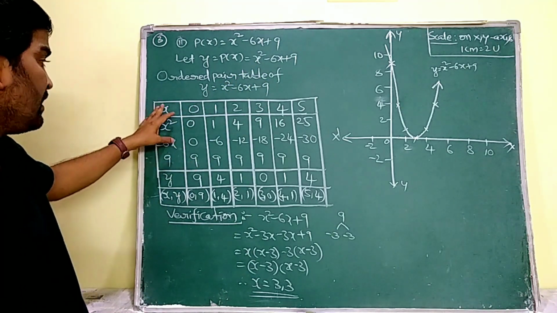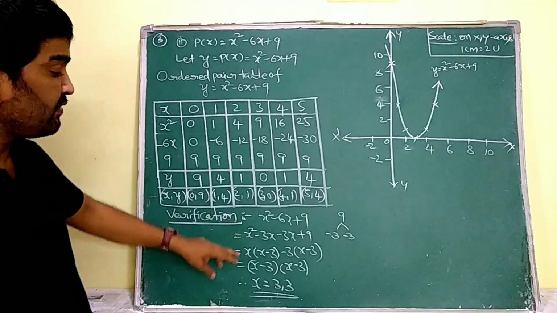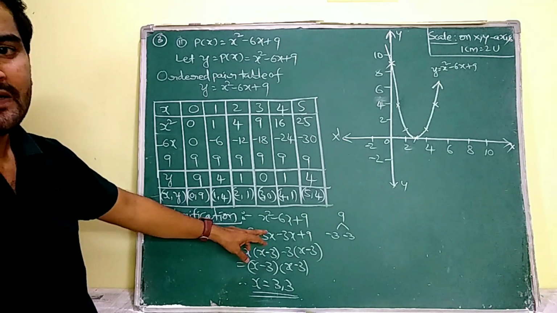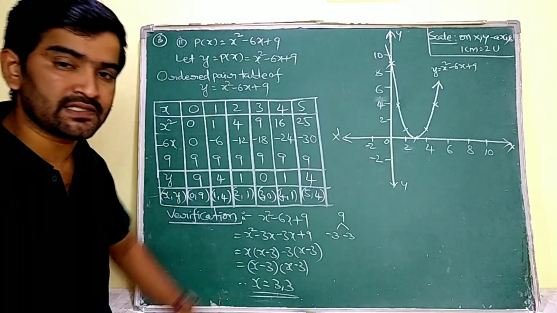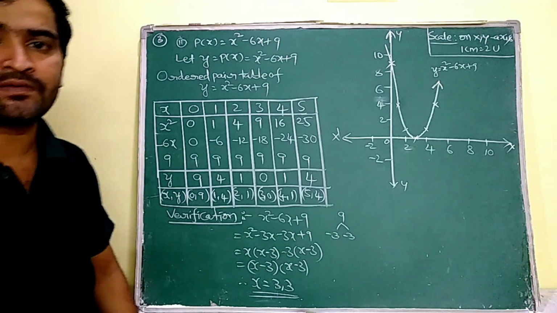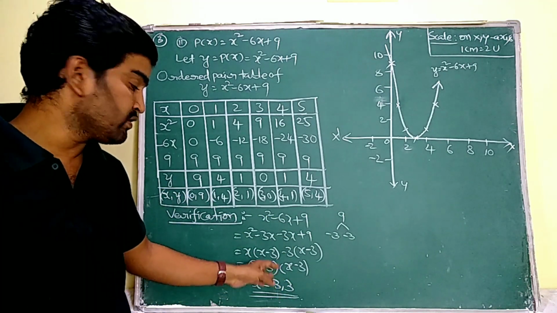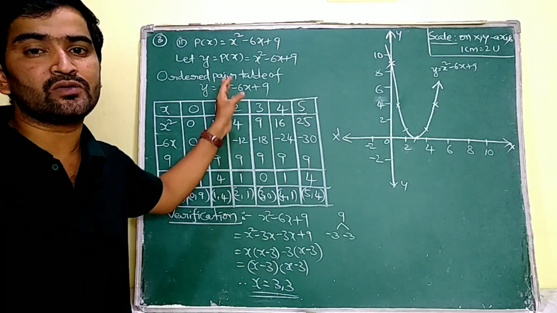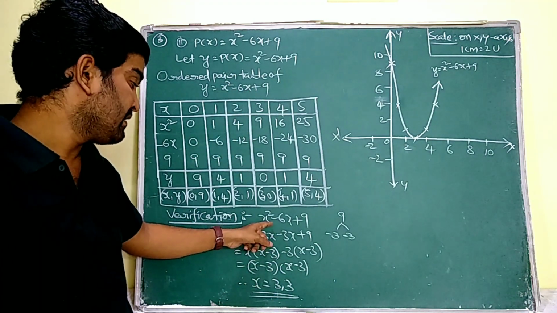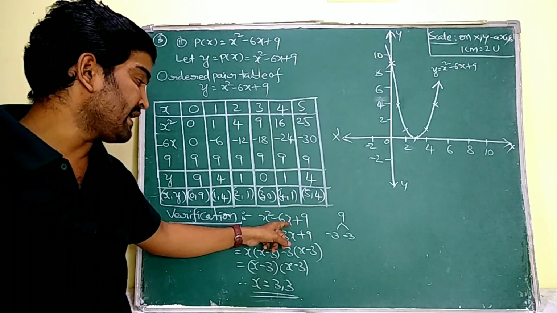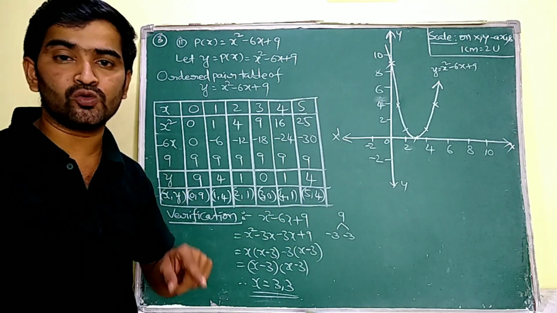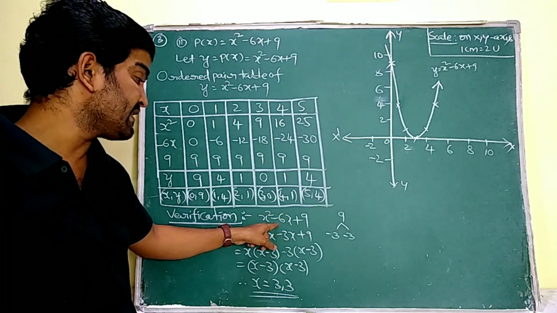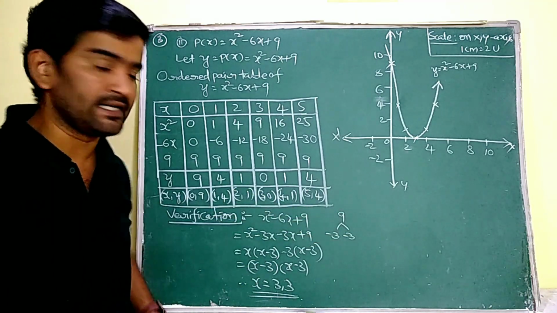Now before going to write the ordered pair table we have to find the zeros of the given quadratic polynomial, x square minus 6x plus 9. This is said to be verification. Why are we doing verification? If we do the verification then it is easy for us to write the values of x. See here by factorizing this x square minus 6x plus 9, 9 into 1, 9. 9 is going to be split into two values whose sum is minus 6 and whose product is plus 9.